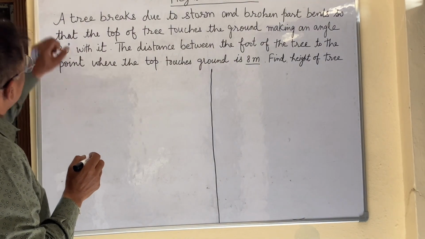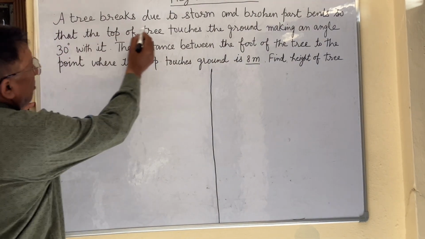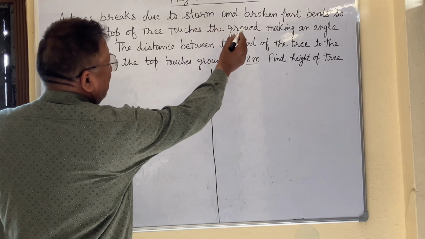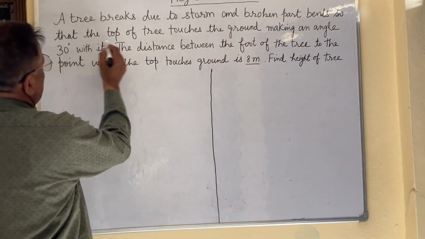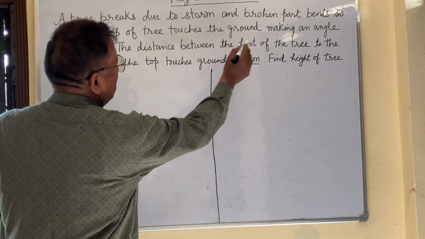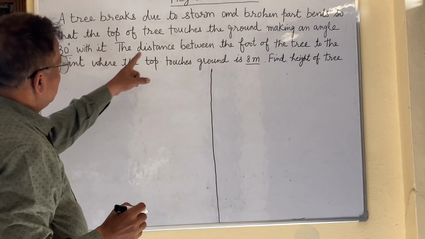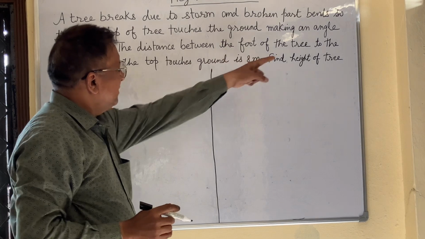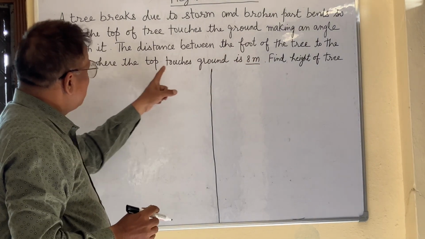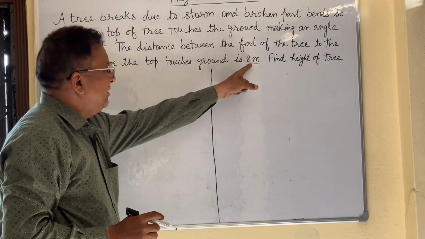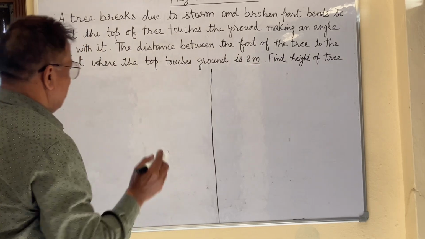In this problem we are given a tree is broken due to a storm and the broken part bends so that the top of the tree touches the ground making an angle of 30 degrees with it. The distance between the foot of the tree to the point where the top touches the ground is 8 meters. Find the height of the tree.